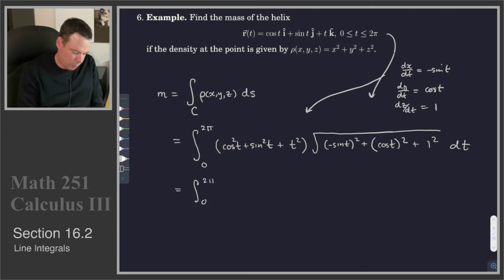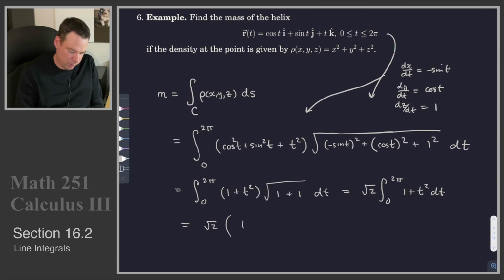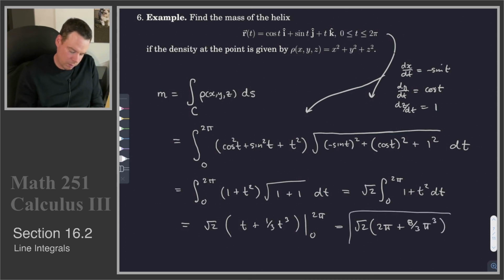Now we can do a little bit of simplification before we evaluate. Cos squared plus sine squared, that's 1, so what's out front here is a 1 plus t squared. And then I've got a sine squared plus cos squared under the square root sign, plus another 1, so I have a 1 plus 1 there. Or in other words, this is square root of 2 times the integral from 0 to 2 pi of 1 plus t squared dt. The integral of 1 is t. The integral of t squared is 1/3 t cubed. And that's going to go from 0 to 2 pi. So we get root 2 times 2 pi plus 8/3 pi cubed. And so there is our final answer. That is the mass of this helix given that density function.